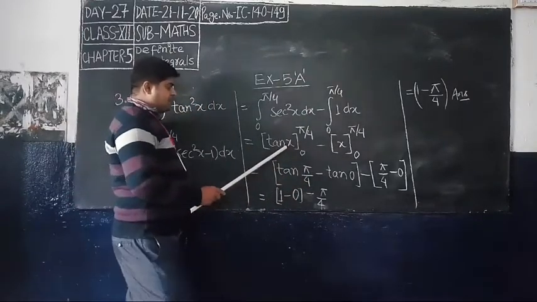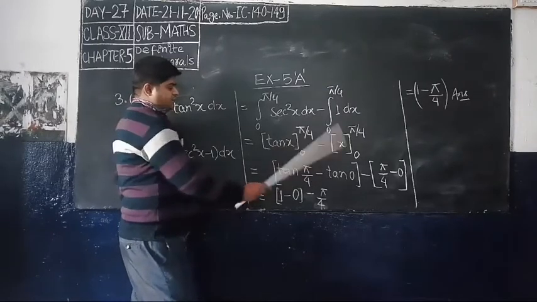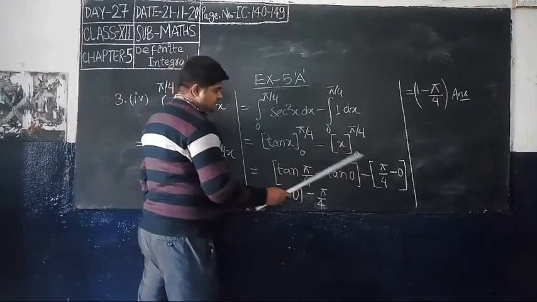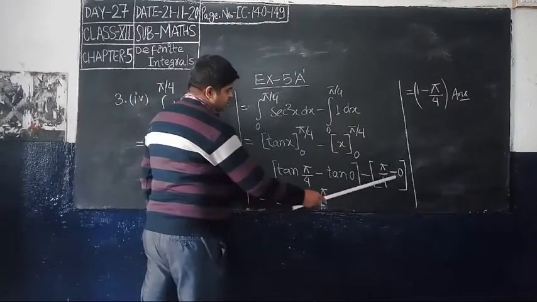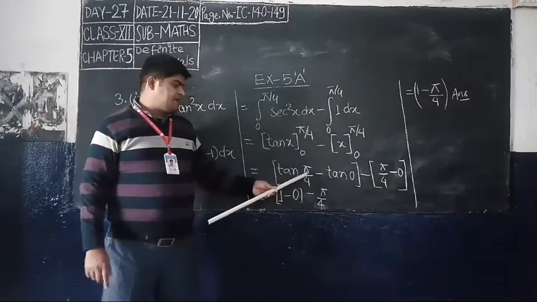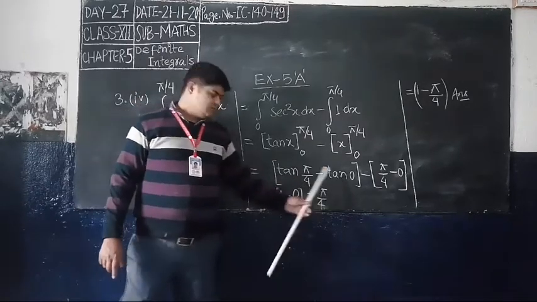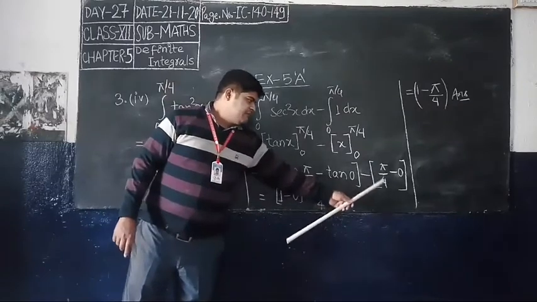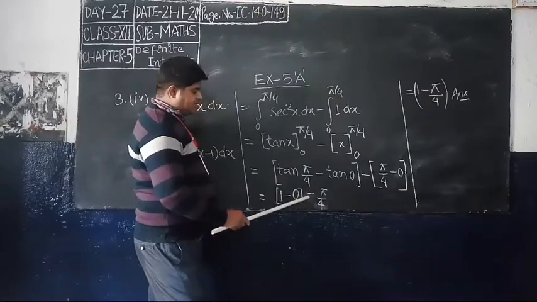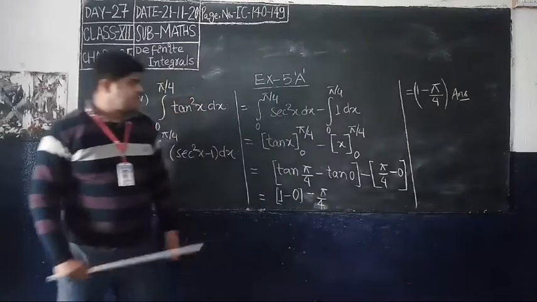Now put the value of the upper limit: tan pi by 4 minus tan 0, lower limit, minus, put the upper limit instead of x, pi by 4 minus the lower limit 0. Tan pi by 4 means 180 by 4, 45 degrees. Tan 45 degrees, you know, is 1, minus tan 0, which is 0, minus pi by 4, 0 cancels out. So your final answer is 1 minus pi by 4. This is your answer.